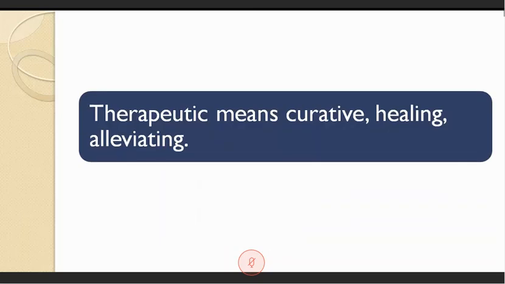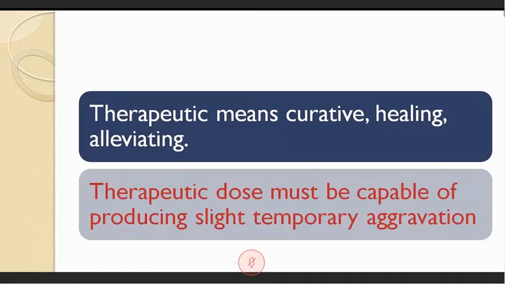Therapeutic means curative, healing, and alleviating. That is the meaning of therapeutic. A therapeutic dose must be capable of producing a slight temporary aggravation of the existing symptoms, not new symptoms, and it should be followed by amelioration. That is the therapeutic dose. The homeopathic dosage should be therapeutic, not pathogenetic. That shows the curative action of the remedy.